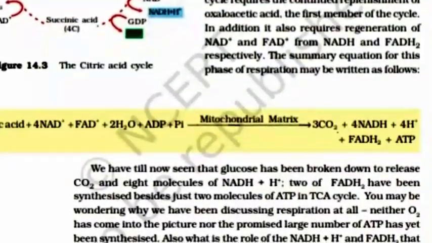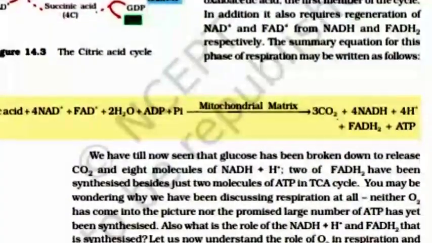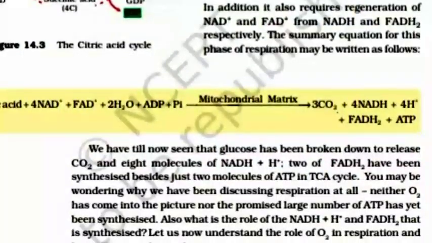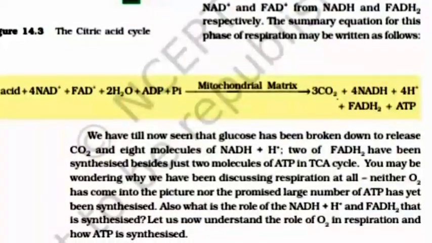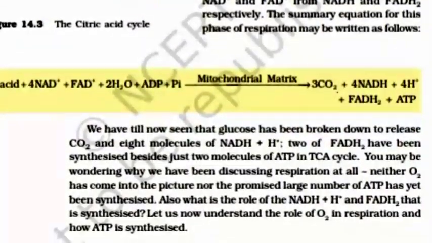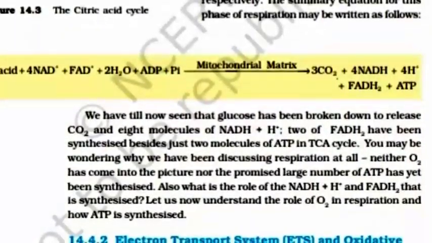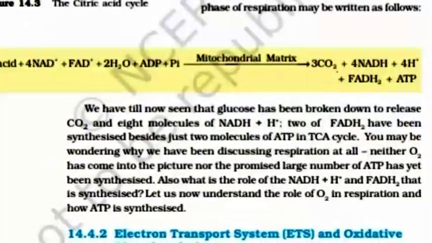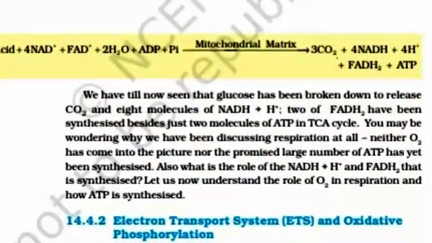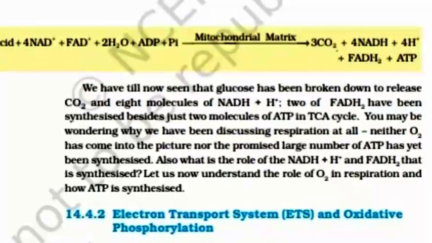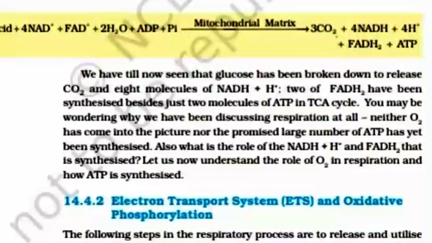We have till now seen that glucose has been broken down to release carbon dioxide and 8 molecules of NADH plus H+, 2 of which FADH2 have been synthesized, besides just 2 molecules of ATP in the TCA cycle. You may be wondering why we have been discussing respiration at all. Neither has oxygen come into the picture, nor has the promised large number of ATP yet been synthesized. Also, what is the role of the NADH plus H+ and FADH2 that are synthesized?